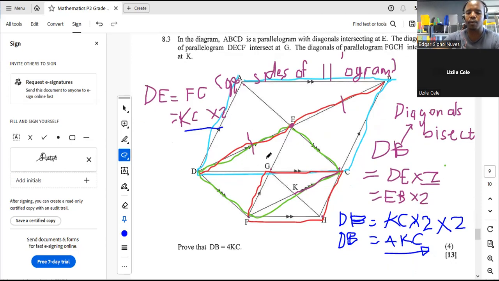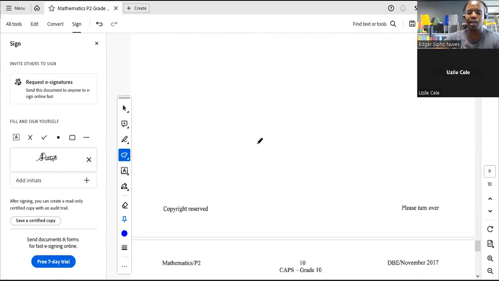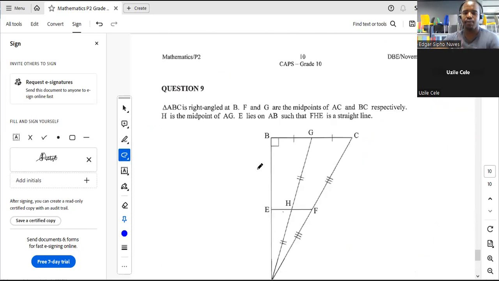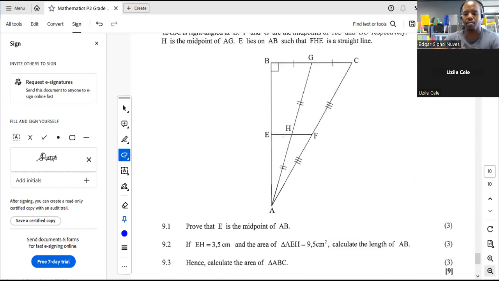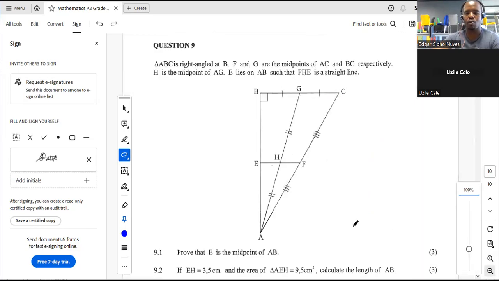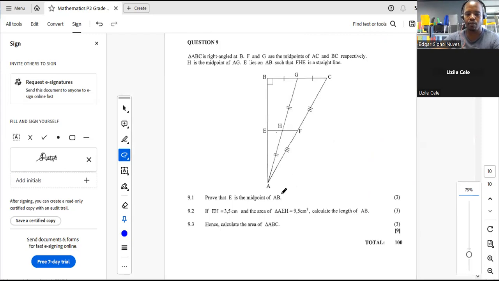Okay. So now we have our last question, question 9, then we're done. Question 9, I'm going to try and zoom out. Can you see it still? Yes. If I zoom out once. Okay.